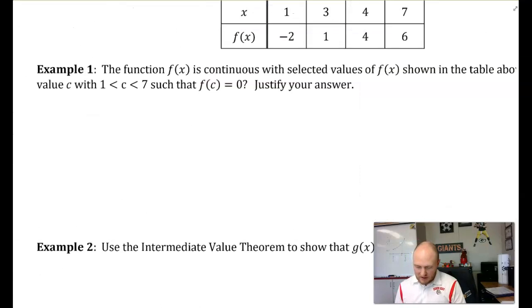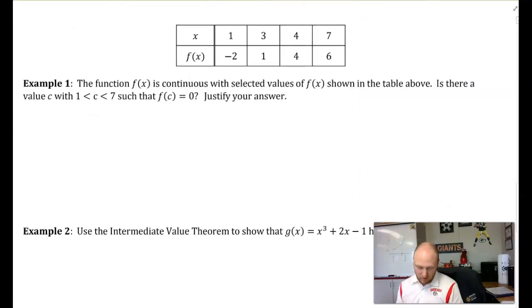Okay, here's the first example. Example number 1. The function f of x is continuous with selected values of f of x shown in the table above. Is there a value c with 1 less than c less than 7 such that f of c is equal to 0? Justify your answer. Here's your clue that we're using the IVT. Is there a value c?